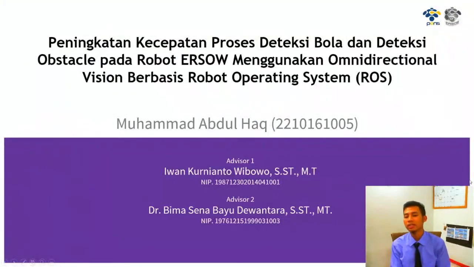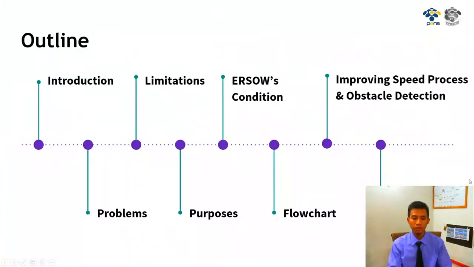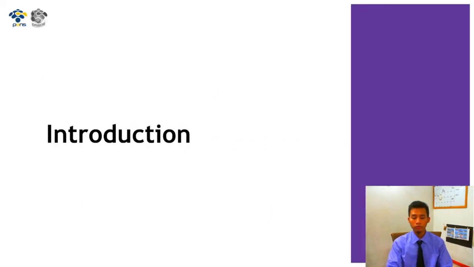In this presentation, I will explain my research. The outline is: the introduction, the problems, limitation, purpose, resource condition, the flowchart, and how I improve the speed process, and the last is reference. Before we start further, this is the introduction.